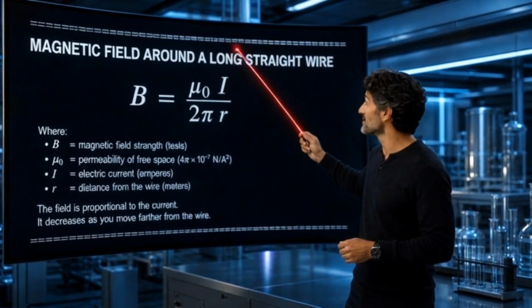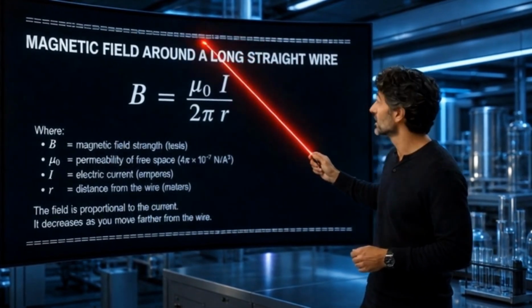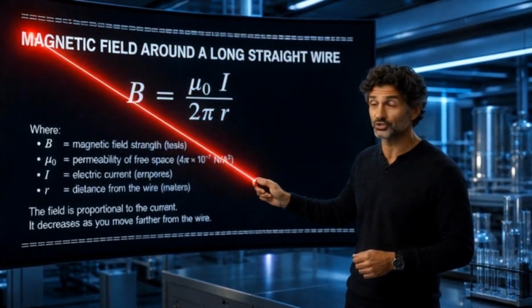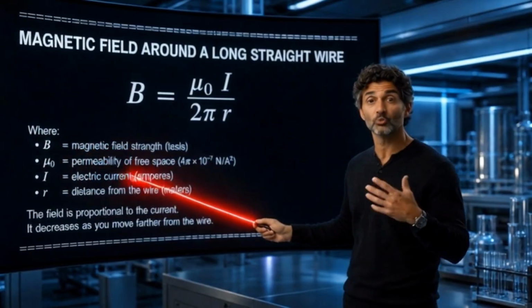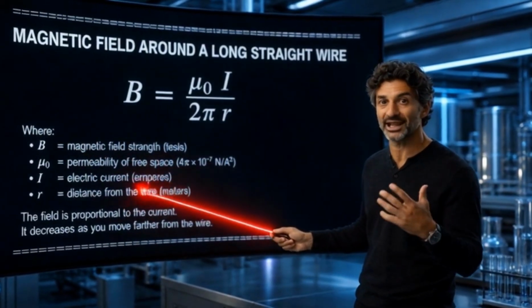Ampère's original law described how electric currents create magnetic fields. It says, the curl of the magnetic field at a point is proportional to the electric current density at that point. Curl from Ampère's law tells us that currents create circulating magnetic fields.